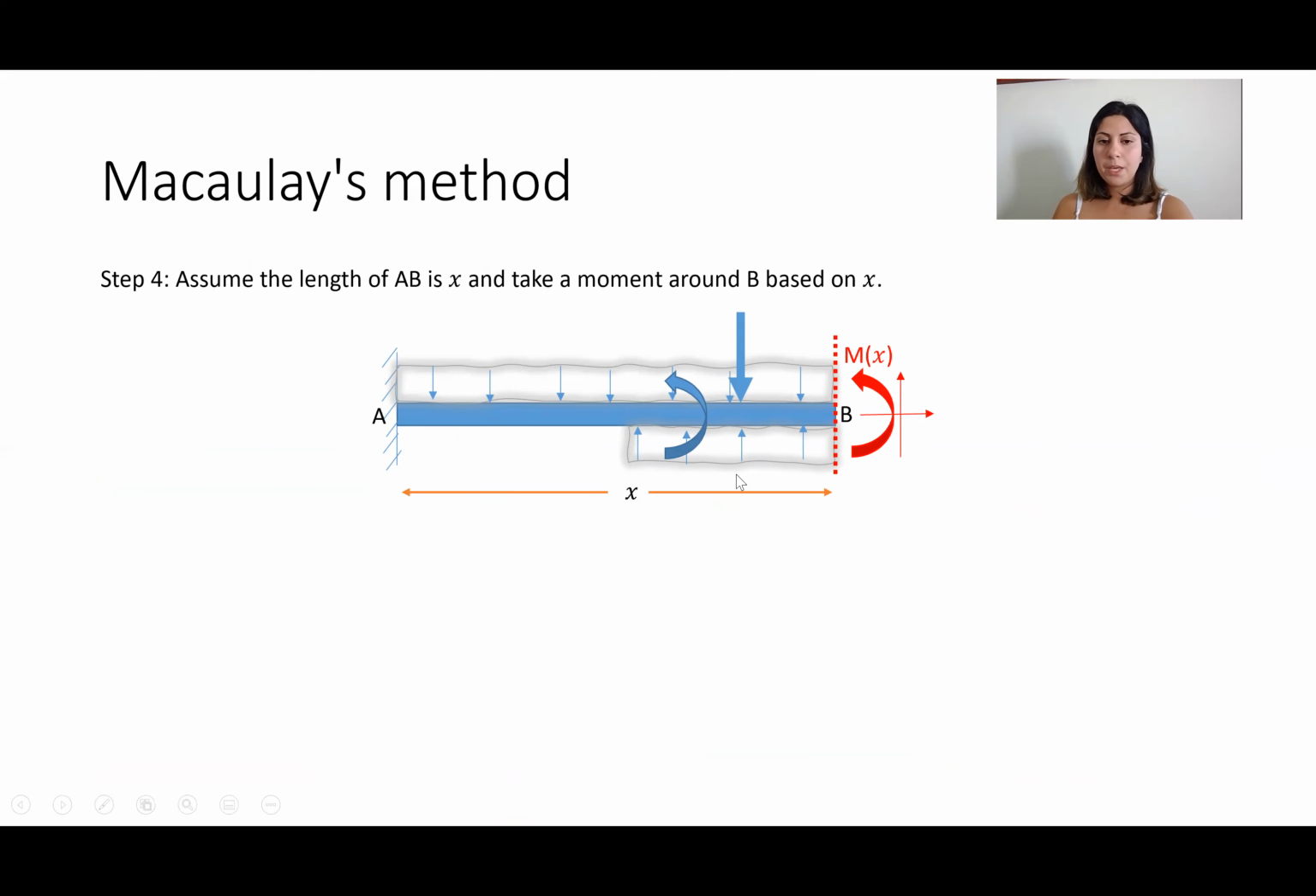Here is the beam from A to B. The length is x because B is any point in here. It can be any point. It's not an exact location. So we don't have an exact number for x, and we don't want an exact number for x, okay? We want to derive the equation parametrically and find Mx, which is the moment at B based on x, which is the variable.